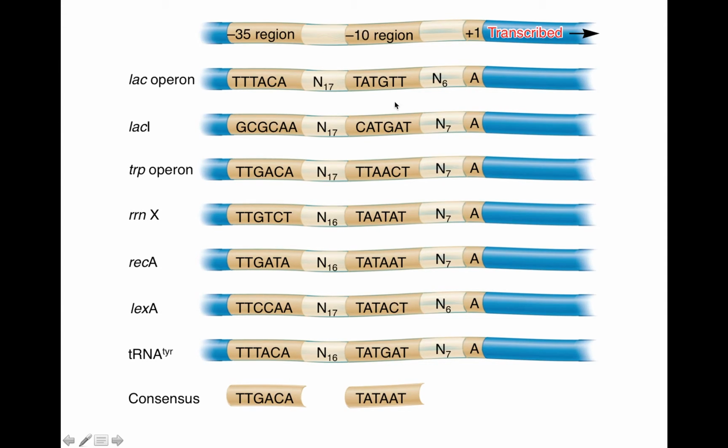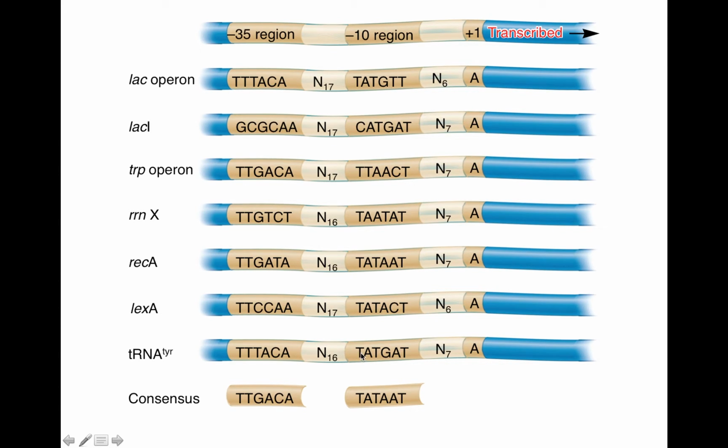This is a diagram of a consensus sequence looking at the promoter regions of several different genes. Notice that the -10 is very AT-rich, and the -35 is different combinations of nucleotides. And the space in between the -10 and the -35 is from 16 to 17 nucleotides long.